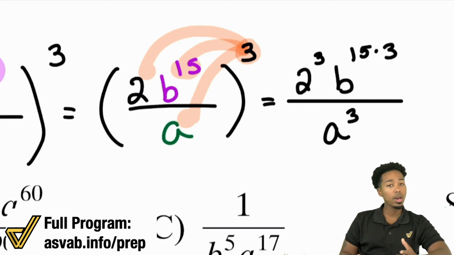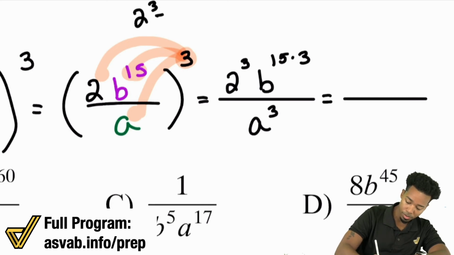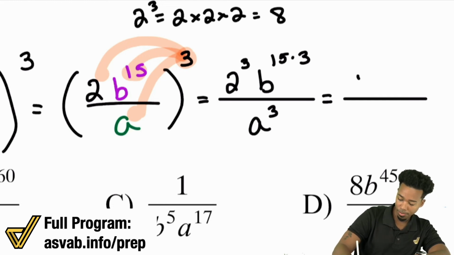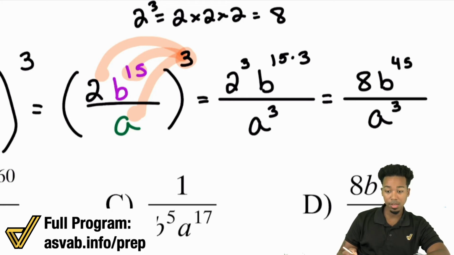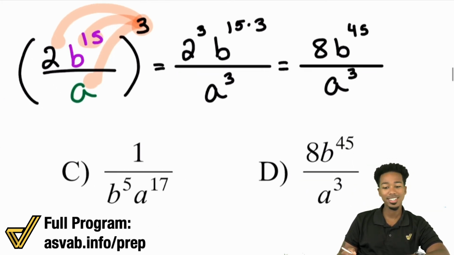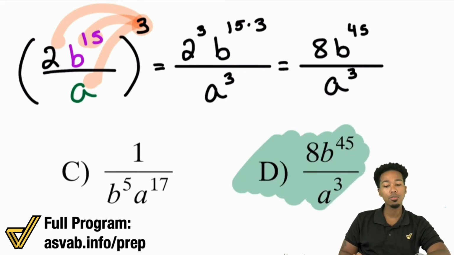And so let's go ahead and just do a little bit of math, and we are good. So my last step here will be this. We'll go ahead and say, 2 to the power of 3, that's going to be 2 times 2 times 2, and that's going to be 8. 15 times 3 will be 45, so we have b to the power of 45, and then a cubed is just a cubed. And if you could see behind my big old head, there's the answer right here. And so we have D as the answer, 8b to the power of 45 over a cubed. And we're right. That's it.